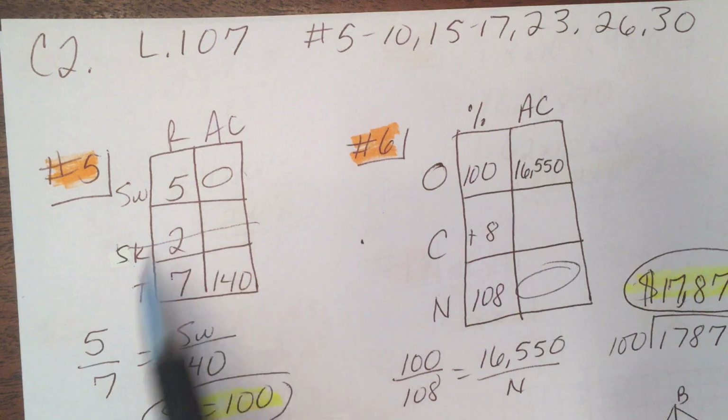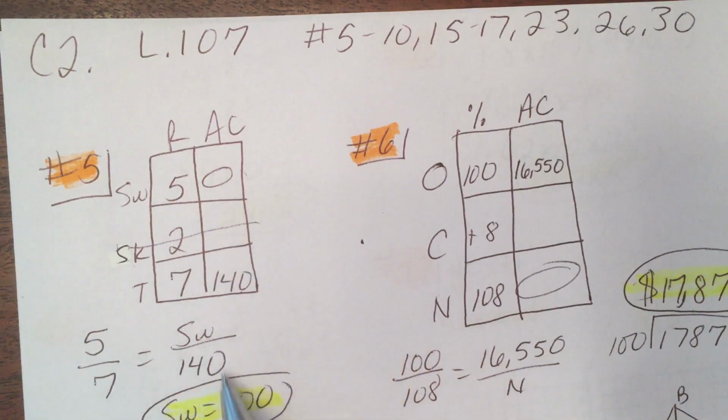So my proportion is 5:7, as the swallowtails is to 140. I just saw here that I could get from 7 to 140 by multiplying by 20. Do 5 times 20, that gives me 100 swallowtails.